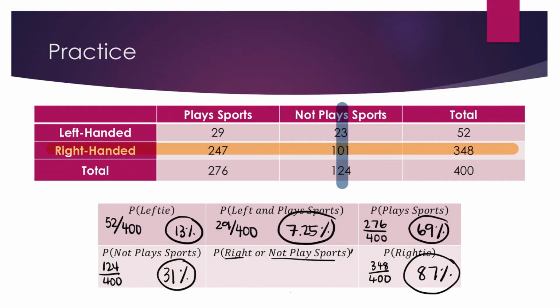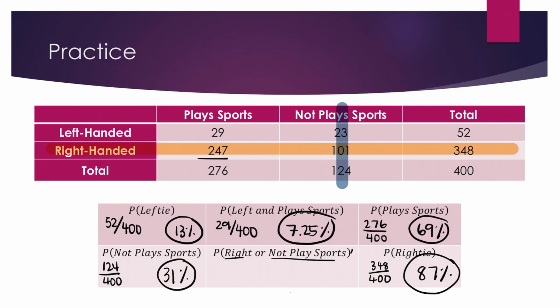There are two ways to do it that I've seen. Some students will do this plus this plus this, and other students will do this plus this, but you have to be careful when you do that. If you add 124 plus 348, you're going to get something larger than 400. But you cannot have larger than 400 because we were only asking 400 people. The issue with that is when you add these together, you are double counting that 101. So you can do 124 plus 348 as long as you remember to subtract 101 because you double counted it.